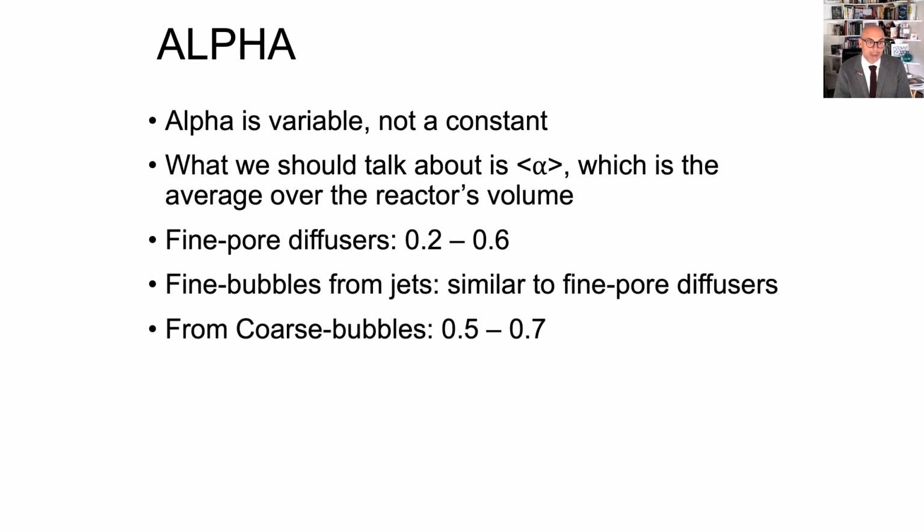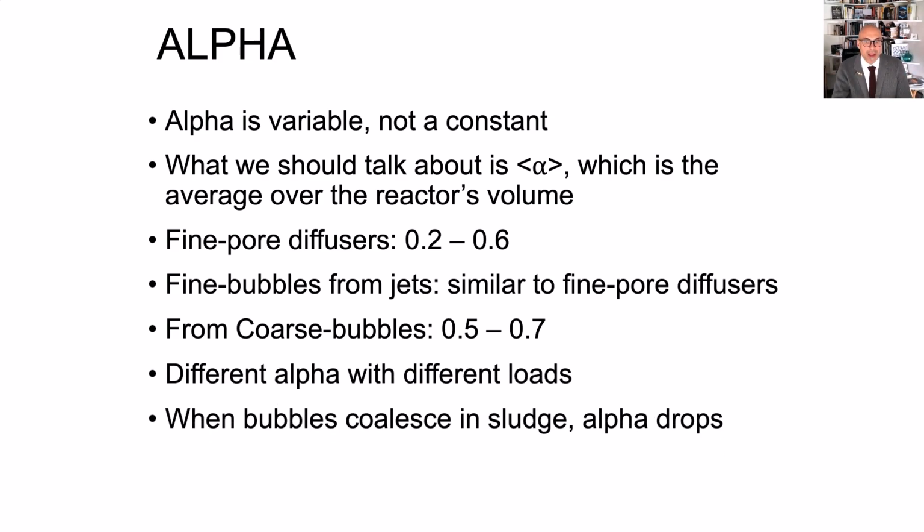And in coarse bubbles, the alpha is slightly higher, but it comes at the expense of a much lower SOT. So the alpha may be a little higher for coarse bubbles, but the SOT is way lower. So overall, the product of the two is in favor of fine pore diffusers. But the oxygen transfer rate, in total mass you can transfer, at some point you run out of space to put diffusers on the floor. So that's limited for fine pore diffusers, of course. So different loads every hour of the day have different alpha. And if bubbles coalesce in sludge, the alpha drops.